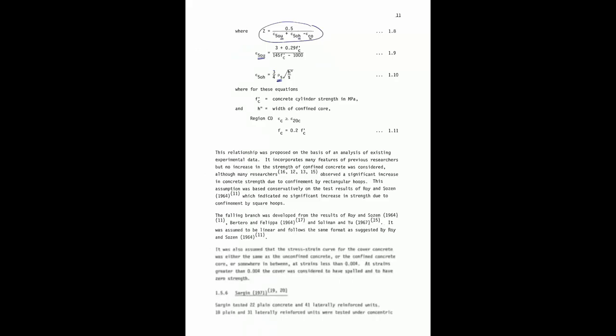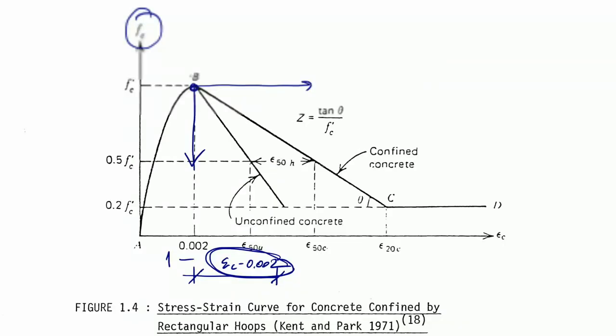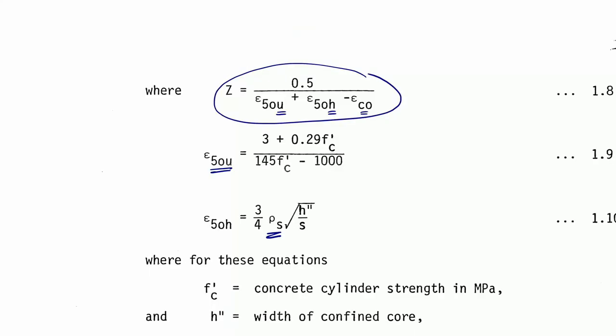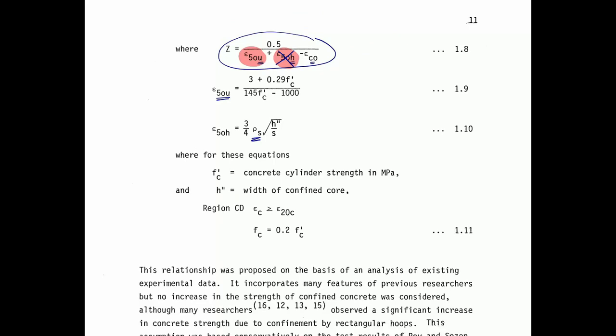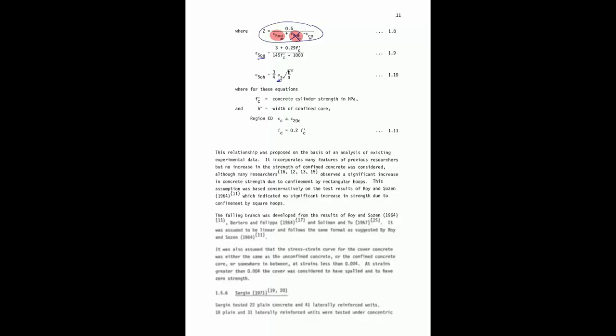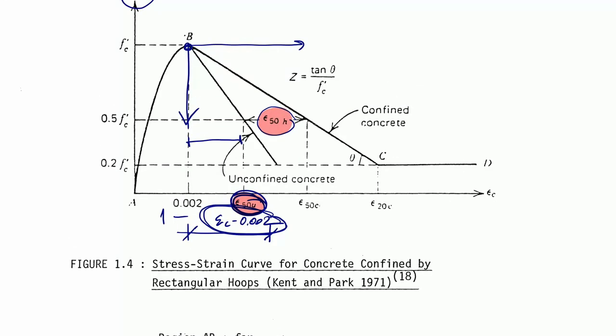Epsilon 50u, well, let's check. Epsilon 50u, okay, this is epsilon 50h. This is the part that is increased from epsilon 50u. Epsilon 50u is given in this one already, you can see. So you have the additional ductility beyond the unconfined concrete. They break it into this epsilon 50u, and then you add epsilon 50h. If you deal with totally unconfined concrete, this term will not appear. It will be just zero. Okay, and then what about epsilon c subscript zero? Is it shown in there?